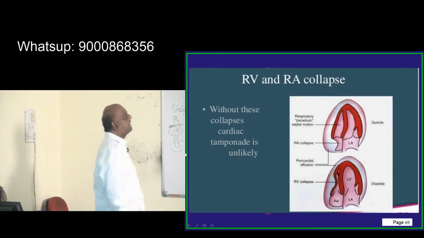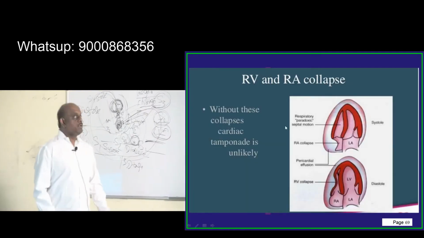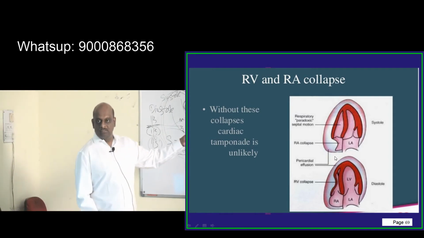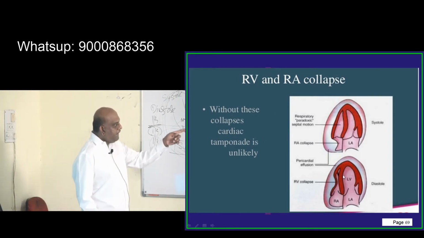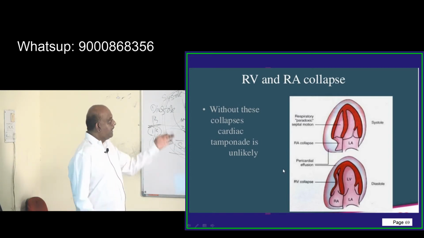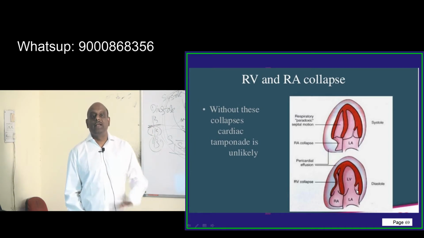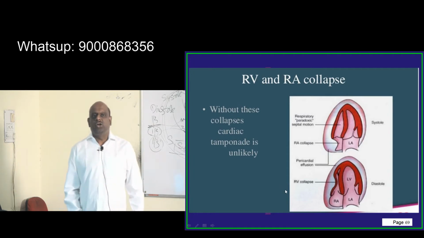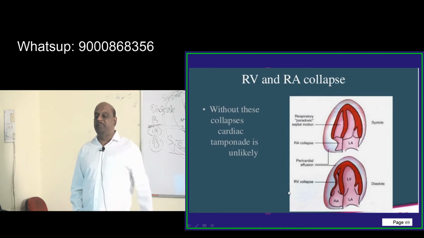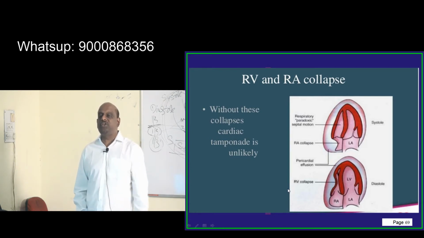the cardiac tamponade. So the RA collapse and the RV diastolic collapse. Without this demonstration of these collapses, tamponade is an unlikely diagnosis on 2D echo is what needs to be remembered. 2D echo is very simple. You have one parasternal long axis view, you have got a 4-chamber view.